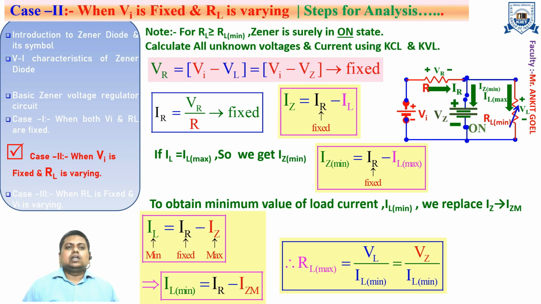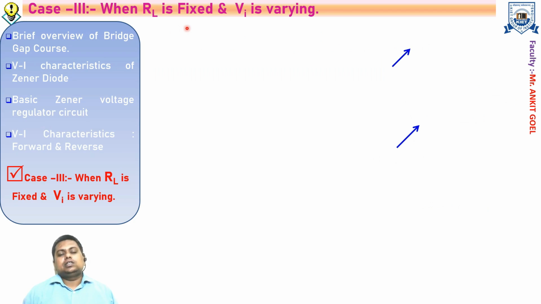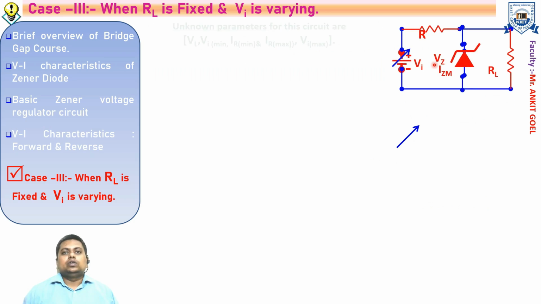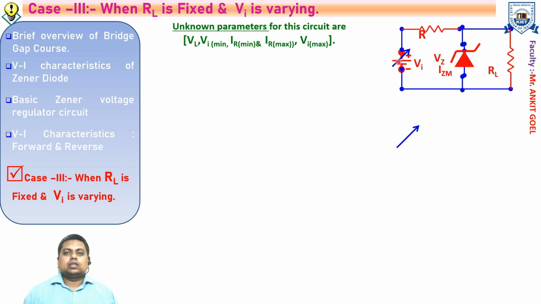Let's discuss the third case, in which the load is fixed but the input voltage is fluctuating. So the unknown parameter for this case is the minimum and maximum value of the input voltage, the minimum and maximum value of the voltage across the resistance, or the current across this series resistance. The load is going to be fixed, so the voltage is going to be fixed here.